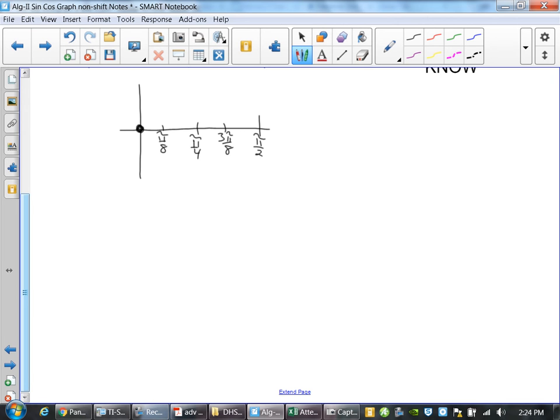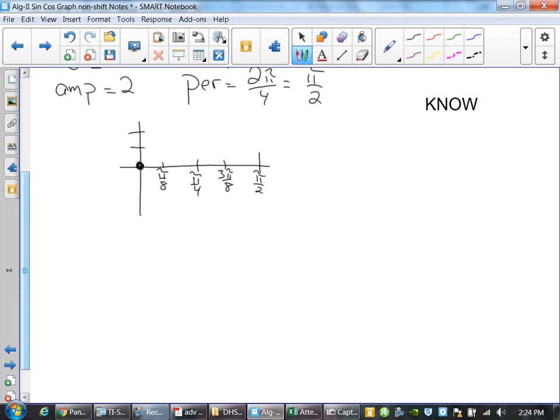Okay. What was our A value? 2. So this one here, I go up 2 and I go down 2. Sine starts at 0. Where does it go? So it goes up to 2, down to 0, down to negative 2, and back to 0. There's your curve.